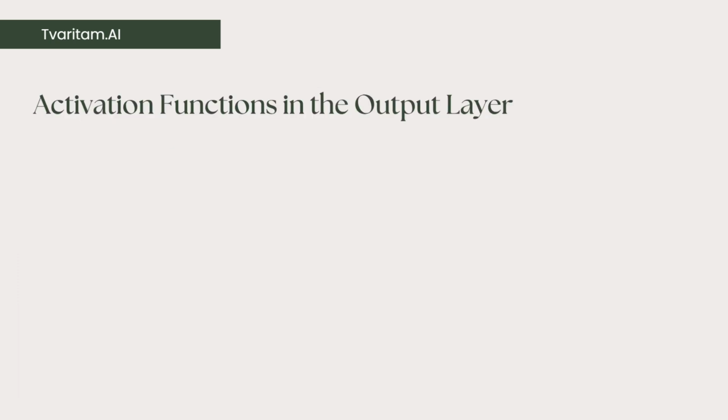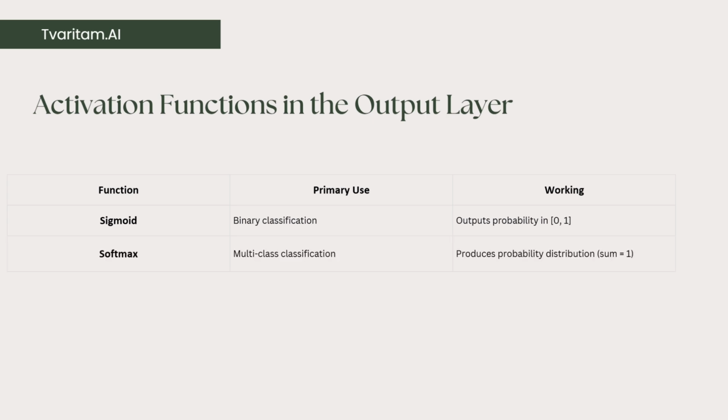Now, for activation functions in the output layer, these depend entirely on the type of problem you are solving. So for binary classification, we use sigmoid. It gives us a probability between 0 and 1 for two classes. For multi-class classification, we use softmax. It converts the outputs into probabilities that sum to 1 across all classes.